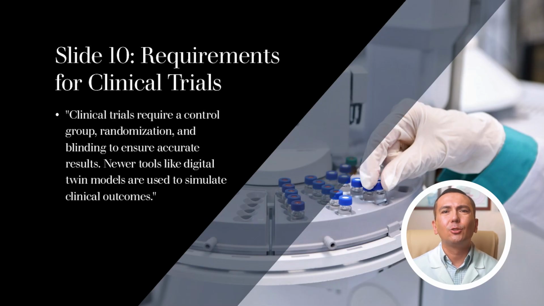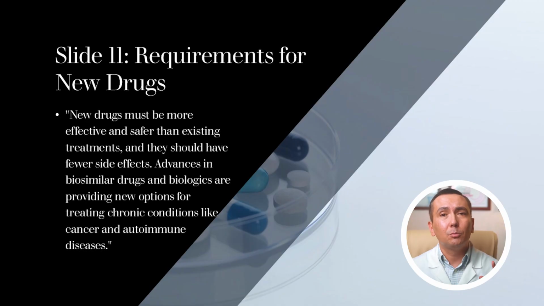Requirements for clinical trials. Clinical trials require a control group, randomization, and blinding to ensure accurate results. Newer tools like digital twin models and virtual patients are used to simulate clinical outcomes. Requirements for new drugs: new drugs must be more effective and safer than existing treatments, and they should have fewer side effects. Advances in biosimilar drugs and biologics are providing new options for treating chronic conditions like cancer and autoimmune diseases.